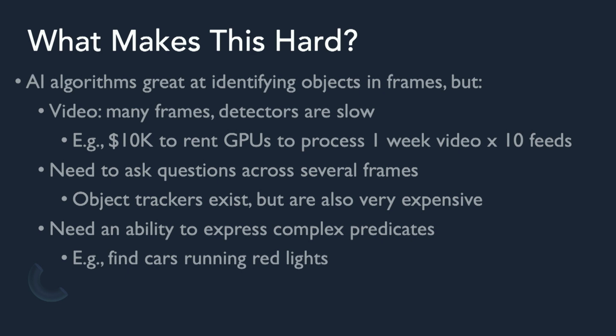We want to do interesting things on top of the video, like find instances of cars running red lights. I don't just want to find the cars or their tracks, but I want to actually say, where are all the cars that were running red lights? So how do we let somebody express something like that? Maybe SQL is the right way to do this, but it's kind of hard to think about how you write something with that semantic expressivity in SQL.